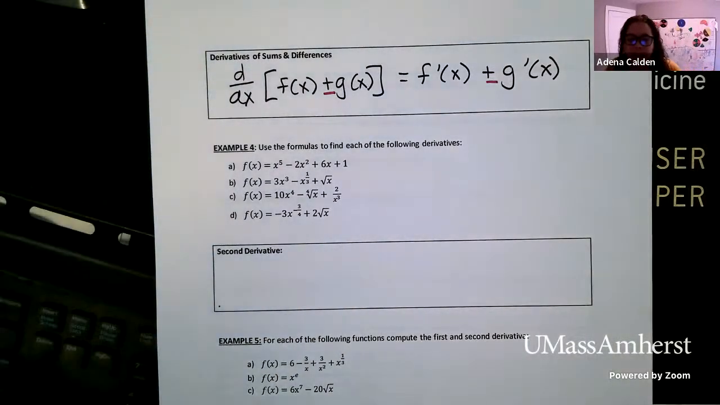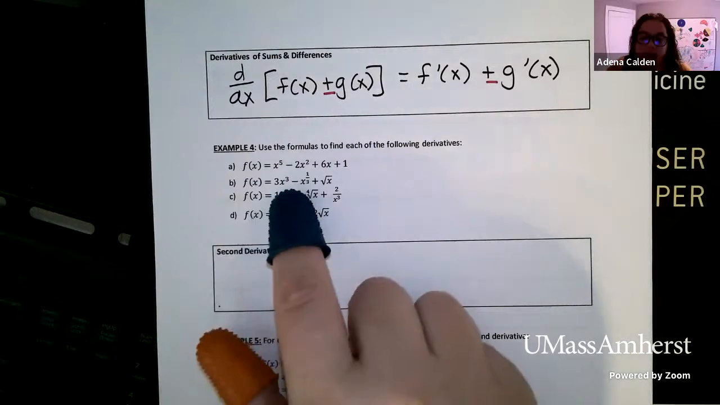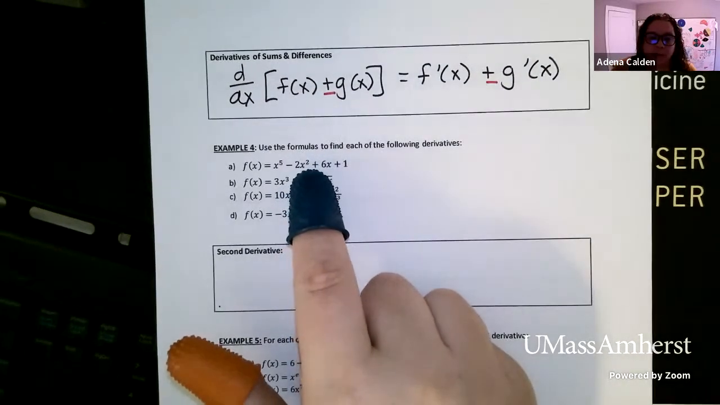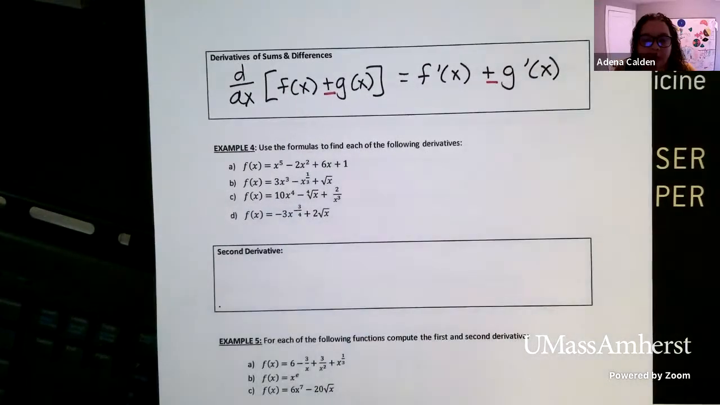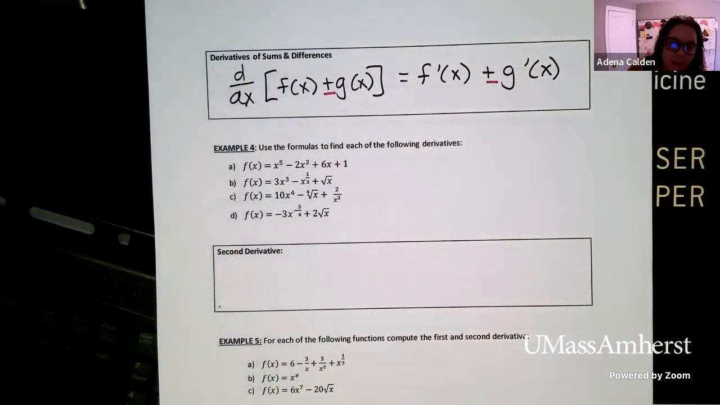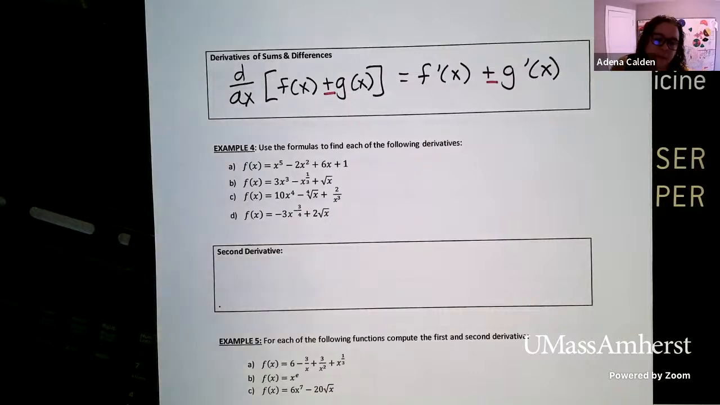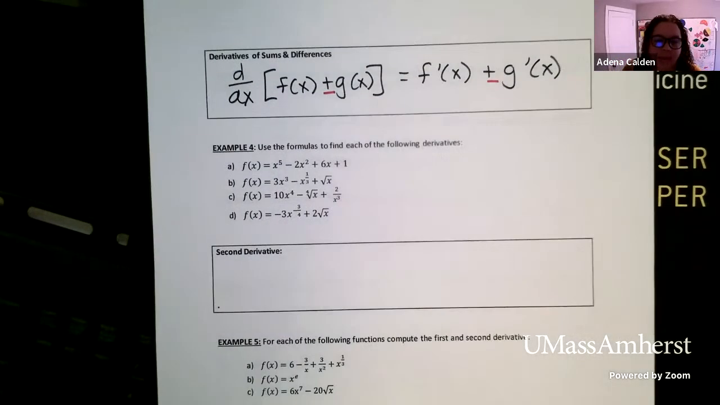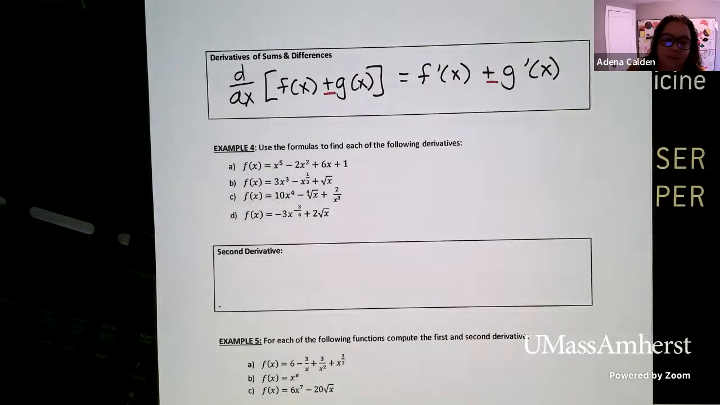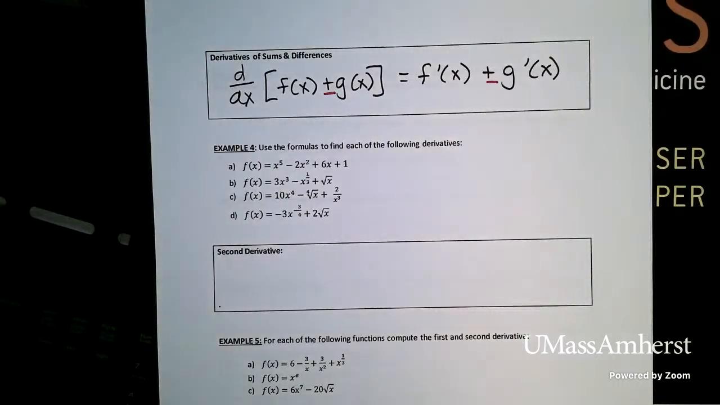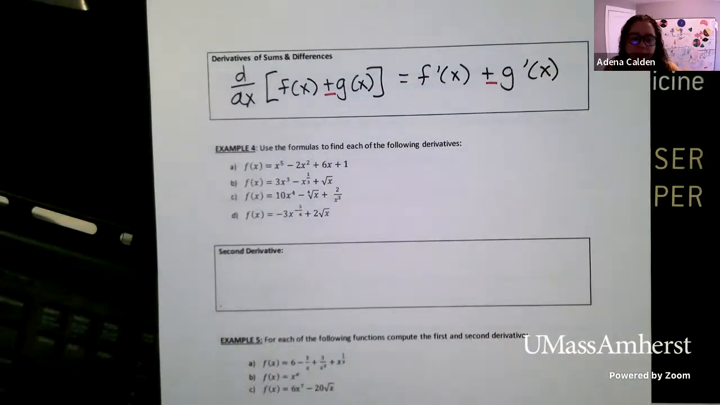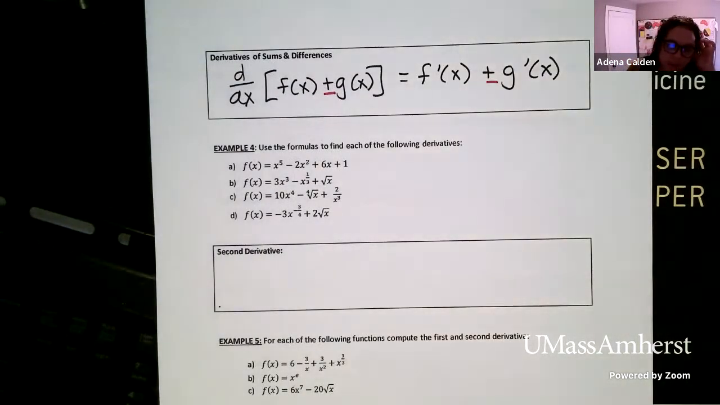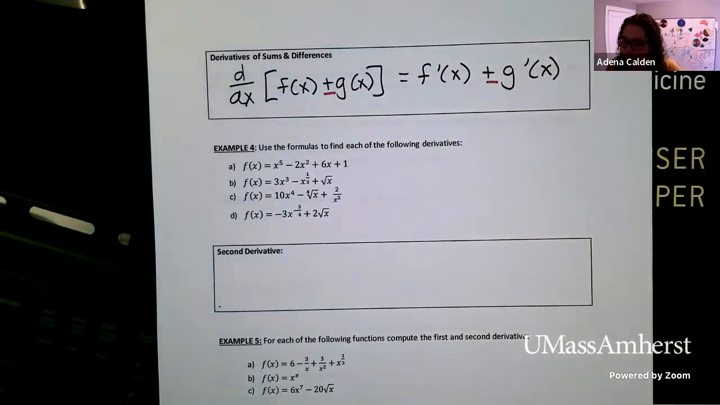I'm just going to read them to you in case the numbers are small. The first one is x to the 5th minus 2x squared plus 6x plus 1. The second one is 3x cubed minus x to the 1/3 plus the square root of x. The third one is 10x to the 4th minus the 4th root of x plus 2 over x cubed. Then the last one is negative 3x to the negative 3/4 plus 2 times the square root of x.